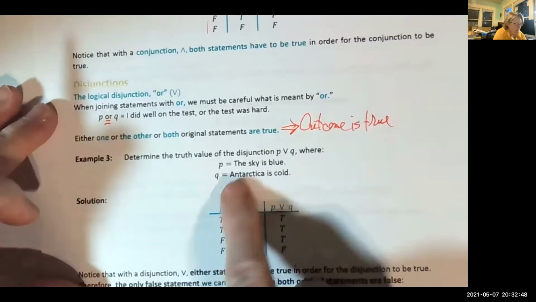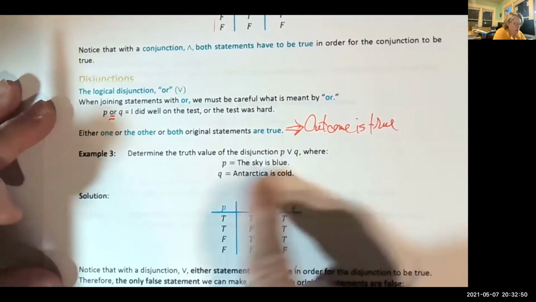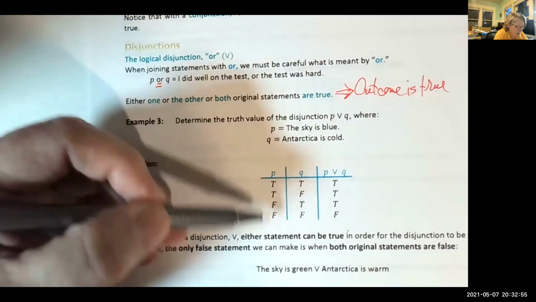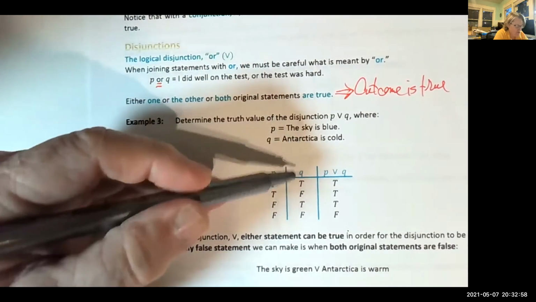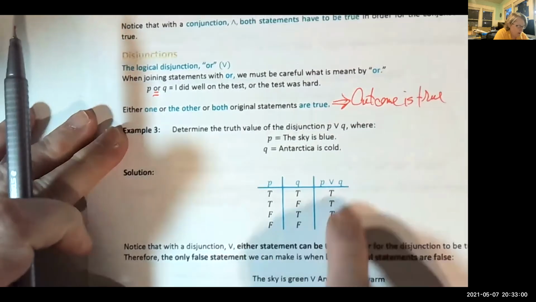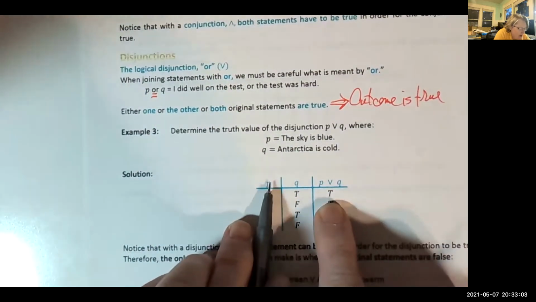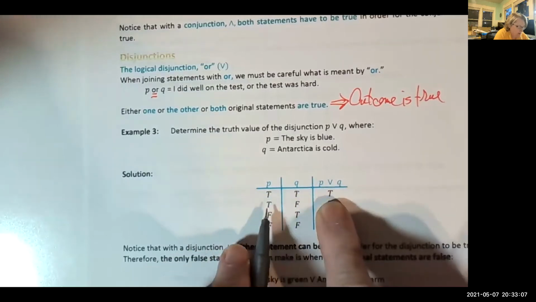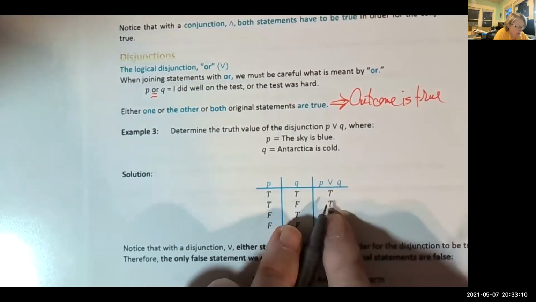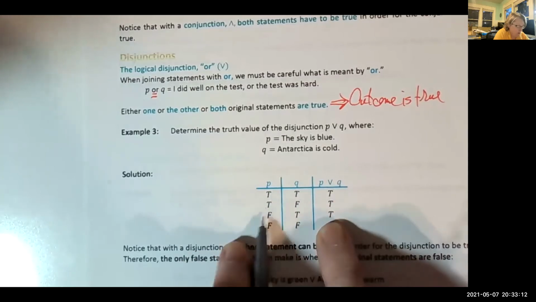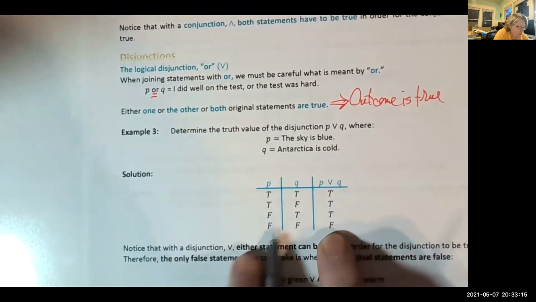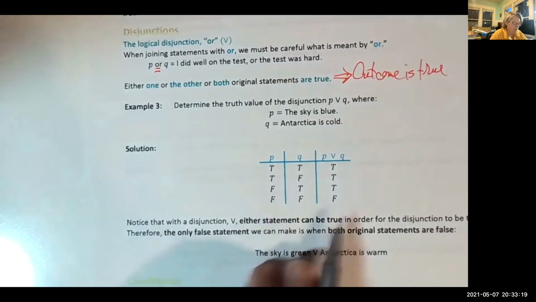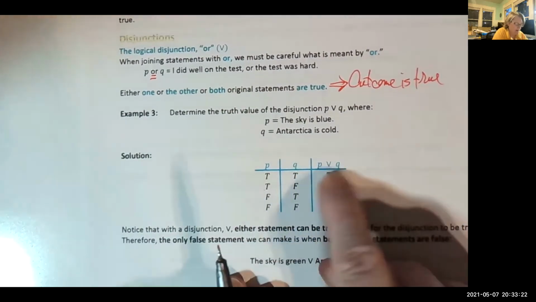So here we go. Let's let P be the sky is blue, Q be Antarctica is cold. And we've got P, true, true, false, false, Q, true, false, true, false. And now, if P and Q are true, then certainly or is true. If either one is true, then or is true. If both are false, then or is false. So there's only one way to get false when we put two things together with or.